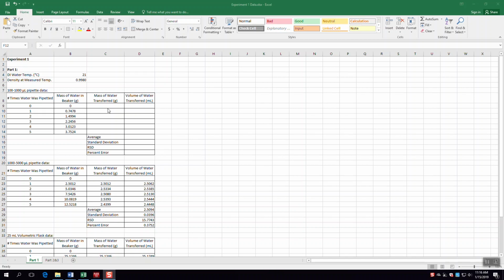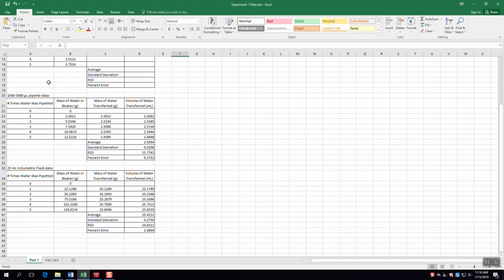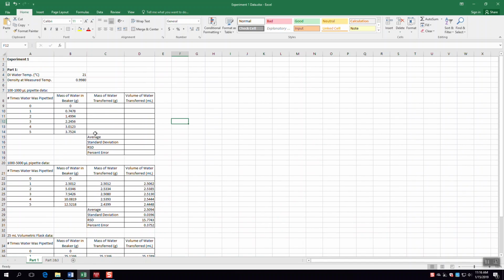So, now that you have an idea of what you're going to be doing in the lab, I'm going to take a couple of minutes to discuss making your Excel spreadsheet for the first part of the experiment. When you're doing these experiments in this course, it's really important to have a well-organized Excel sheet because your TA is going to need to be able to interpret what you've done in order to give you the credit you deserve.